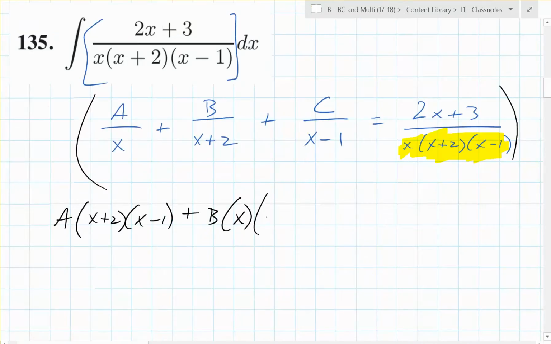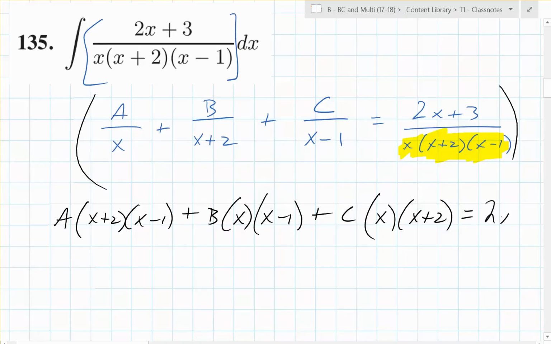X times plus C times equals what? Are you okay with what I've done so far? Do not multiply this out. I'm letting you do the terrible, ugly method, okay? What happens, question, if I plug in 0 for x? Tell me what happens when I plug in 0 for x at this point.